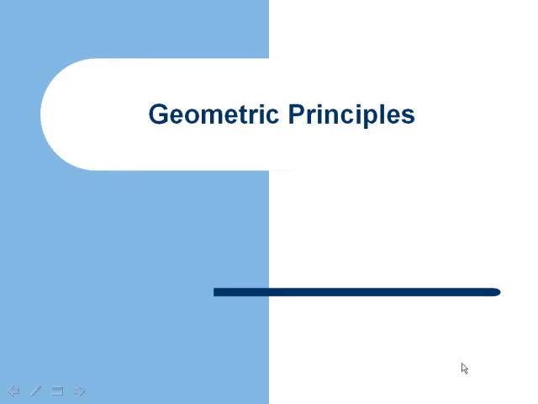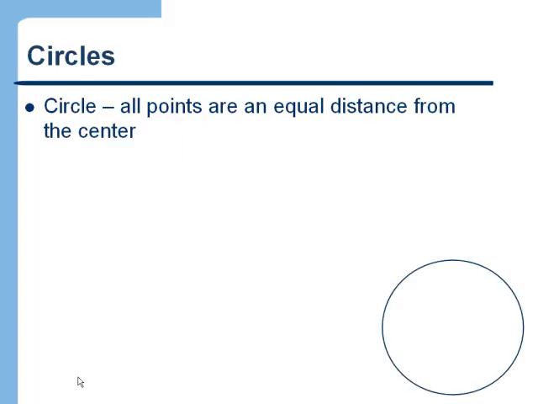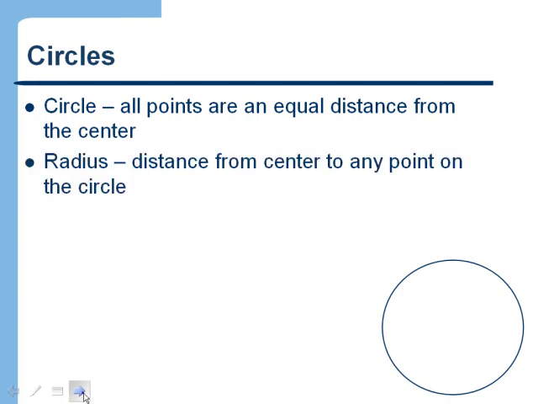Today we're going to review some geometric principles for some common shapes, and we'll start out by looking at a circle. You all know what a circle is. A circle is simply defined as an object where all the points on that object are an equal distance from the center. And we call the distance from the center to the outside of the circle the radius. And we use the lowercase r to represent the radius.